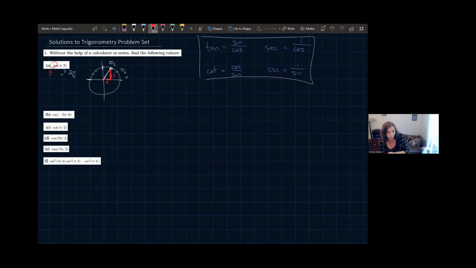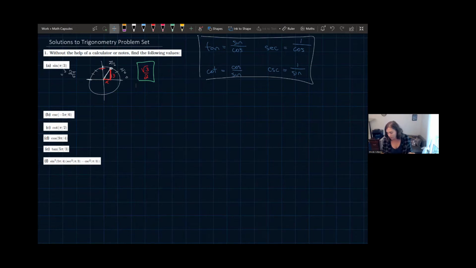Compare that to the width, which would be the x value. I can see that the y value is the bigger number. That means that it's going to be root 3 over 2. Now I need to know, is it positive or negative? Well, here my y value would be above the x-axis, so it's positive. So the final answer is root 3 over 2. That's the value of sine of pi over 3.